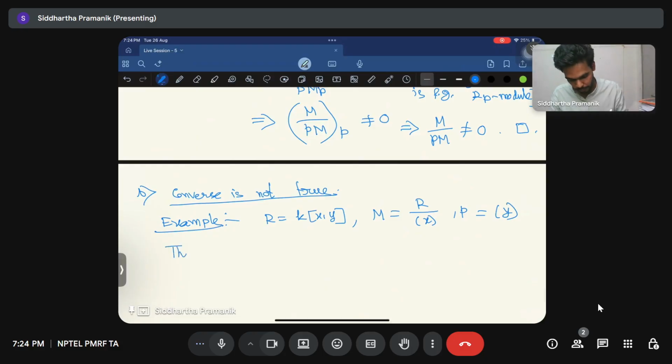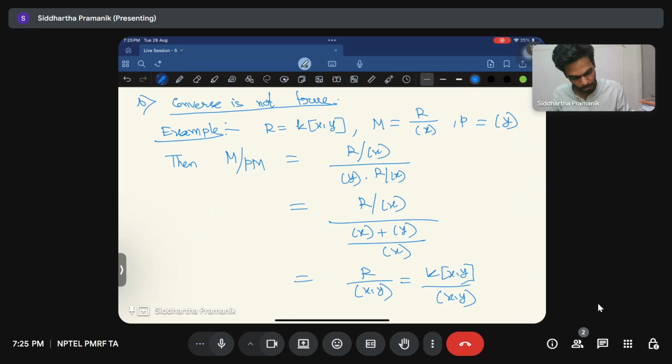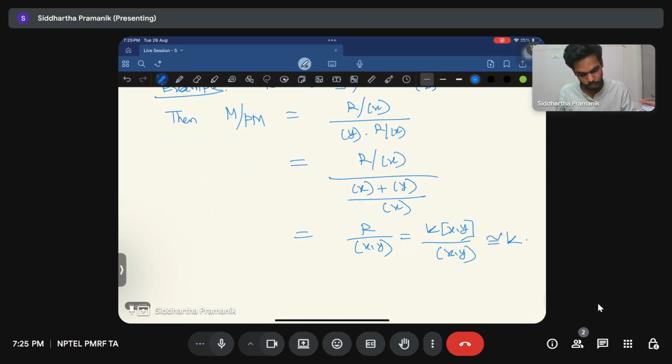Now what about M quotient PM? This is R quotient X modulo the ideal generated by Y times R quotient X. This is the same as R quotient X divided by the ideal generated by Y plus the ideal generated by X, by the ideal generated by X. So this is the same as R modulo the ideal generated by X, Y. But this is K[X,Y] modulo the ideal generated by X, Y. So this is isomorphic to K. So this is basically non-zero. So this quotient is non-zero.